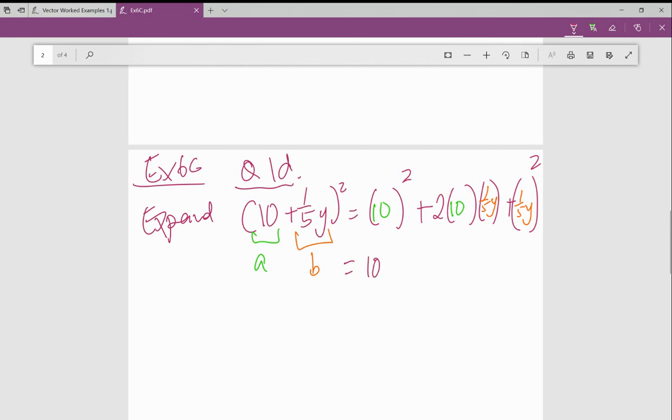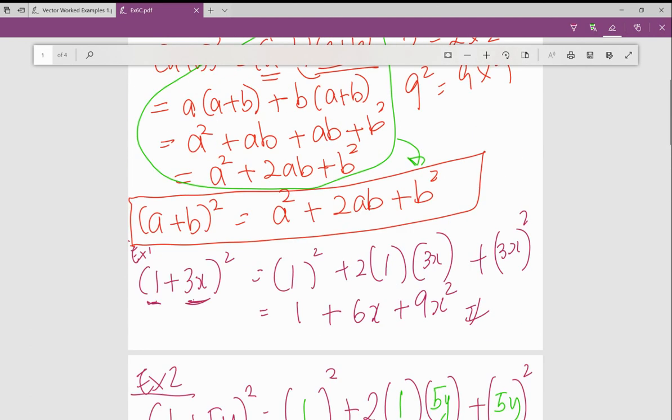10 squared is 100. 20 divided by 5 is 4y plus 1/25 y squared. Remember the y is on top, not at the bottom. Do not put it at the bottom. Do not do this, 1/25 over y squared. It is wrong. The y should be at the top. Are you okay with this? Okay, so this is the first part.